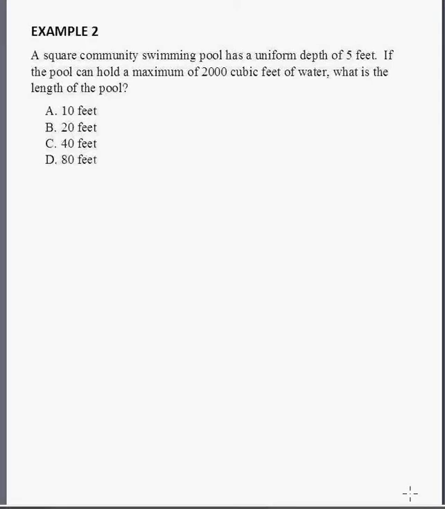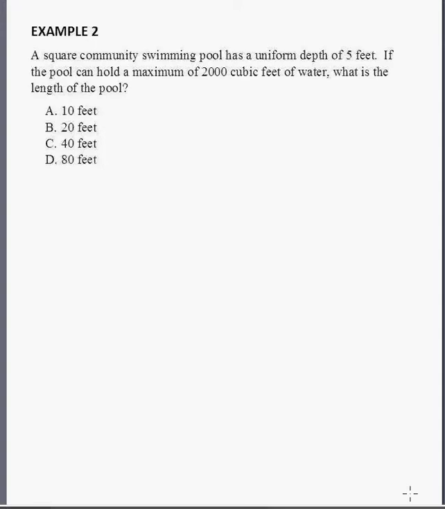Okay, so let's take a look at our second example here. Now, this example is looking at a pool that has a uniform depth of 5 feet, but they also tell you the pool is a square pool. Even if your math is still not that strong, you can still do well in the SAT. They are always going to test you on some basic math concept.